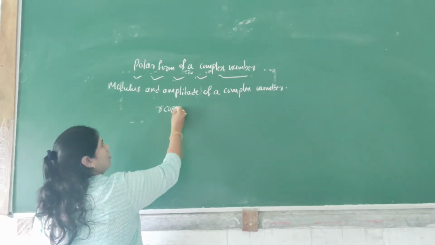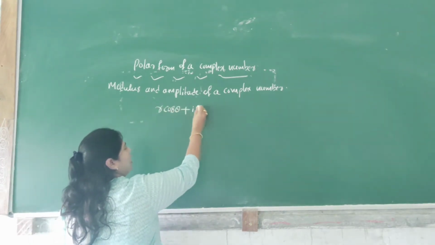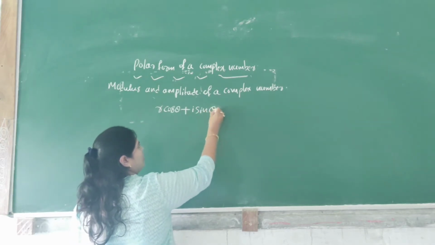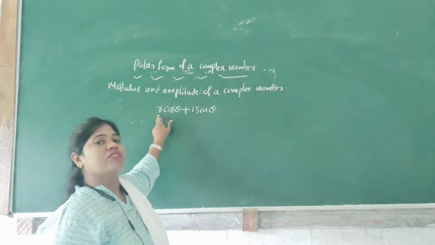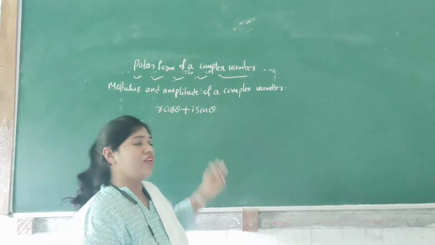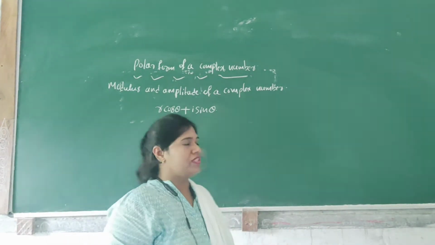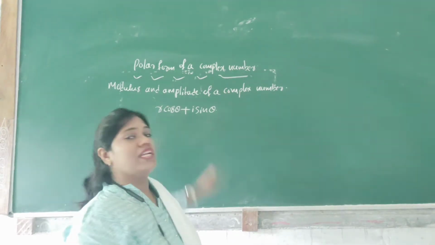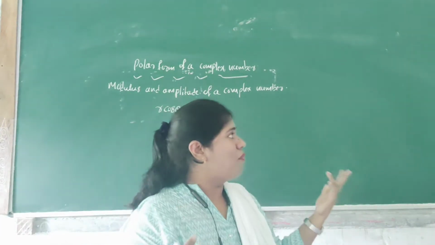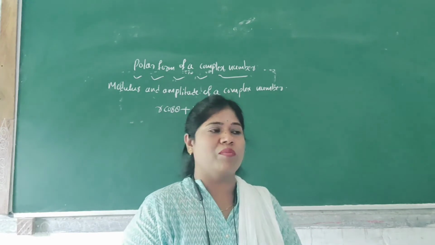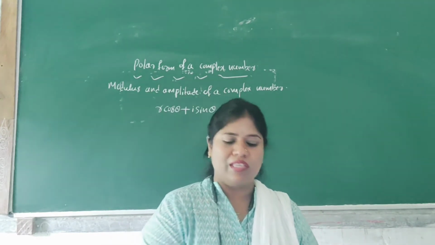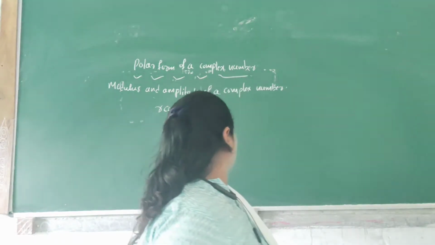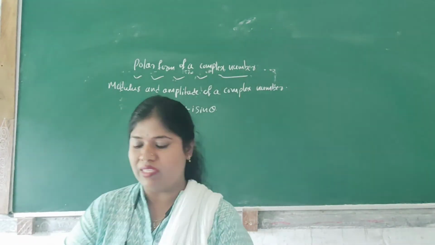r (cos theta plus i sin theta), where r is called the modulus of the complex number and theta is called the amplitude of the complex number.